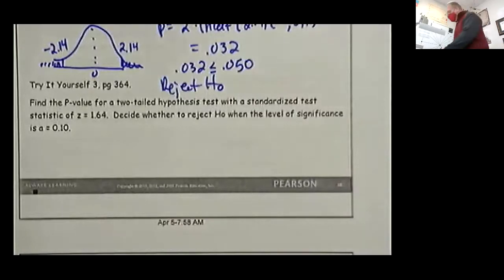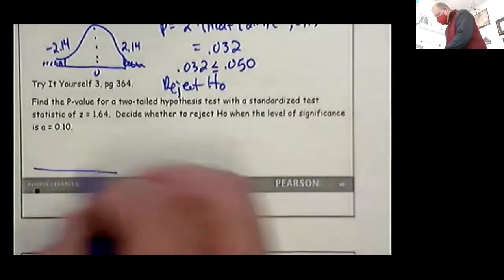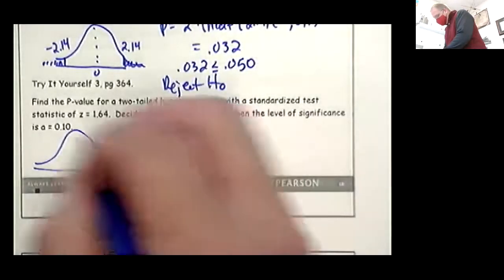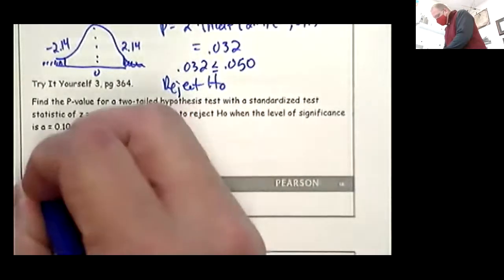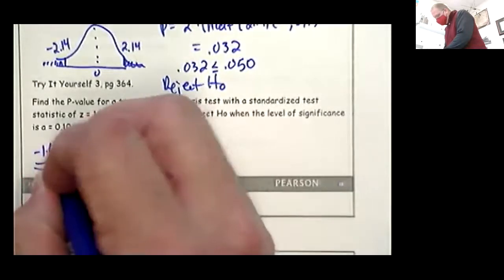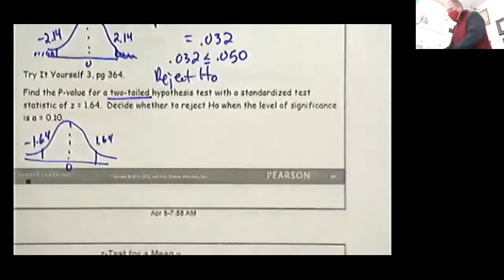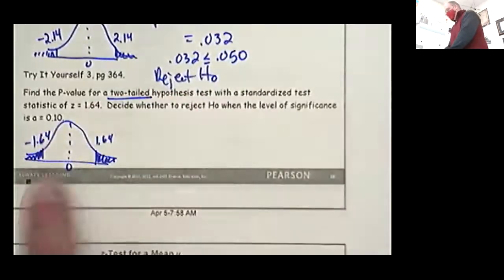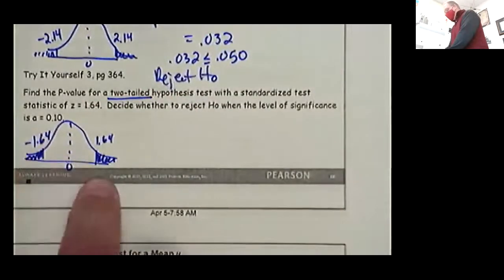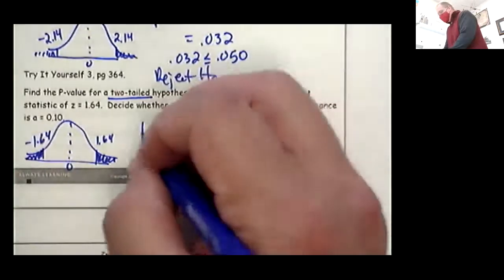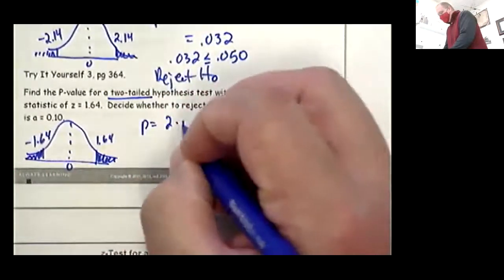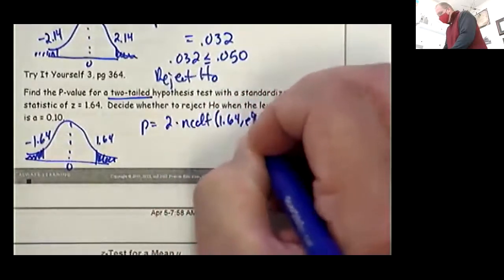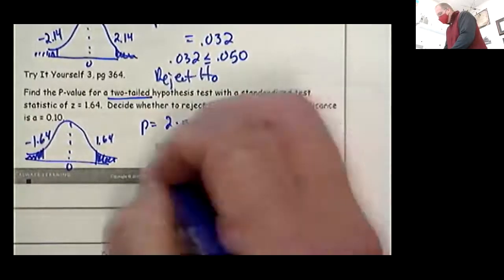All right, so we're going to do the same thing for a two-tailed test. So I'm going to sketch my picture for a z of 1.64. There also has to be a z of -1.64, and that's because this is a two-tailed hypothesis test. Again, there's several different ways you can find the area. You can do the left and the right and add it together, but we're just going to double, so 2 times the normal cumulative distribution function from 1.64 to positive infinity, 0, 1.